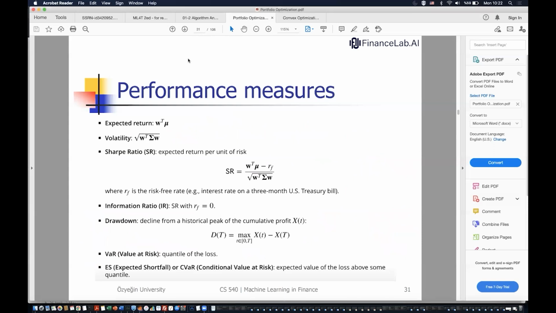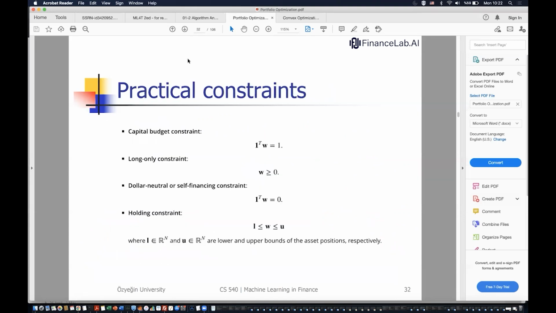And again, these are the performance measures. The Sharpe ratio is quite important. It's one of the main performance measures we use for the portfolio.